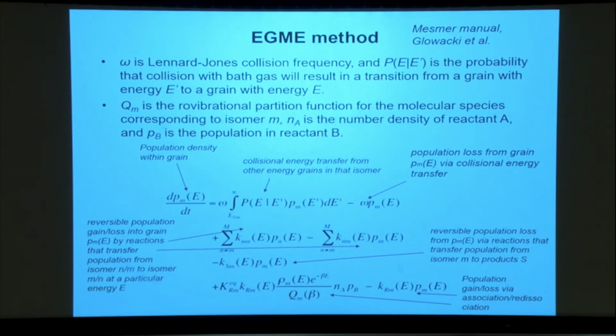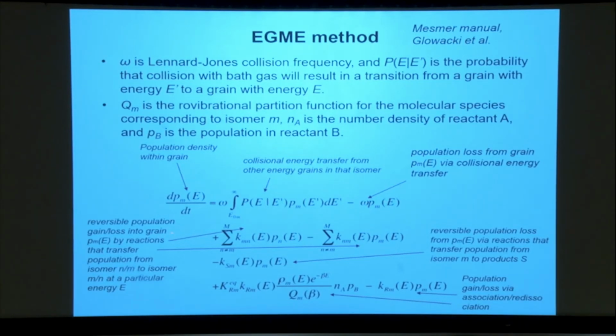And omega here is the Lennard-Jones collision frequency. And here we have the probability that the collision with the bath gas will result in a transition from a grain with a certain energy to a grain with energy E. Okay, then we've got the population loss from collisional energy transfer from our energy grain E into other grains.